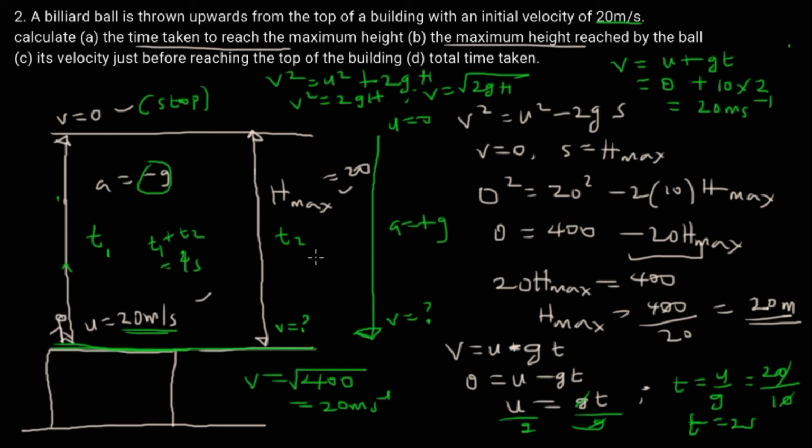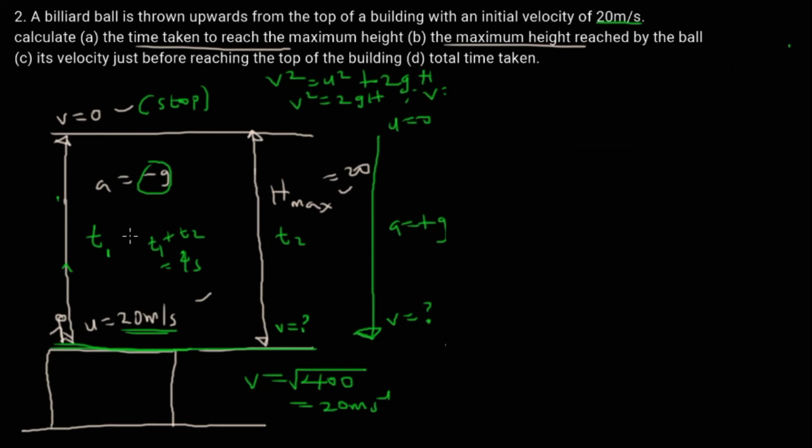But we can also find it another way. We have already found that t1 is 2 seconds from question A. So we can also find t2 from the falling motion. The formula we can use is v equals u plus gt, where v is the velocity just before reaching the ground, and we arrived at 20. We got v to be 20, and then u is 0, then g is 10, and the time is t. So that's 20 equals 10t.